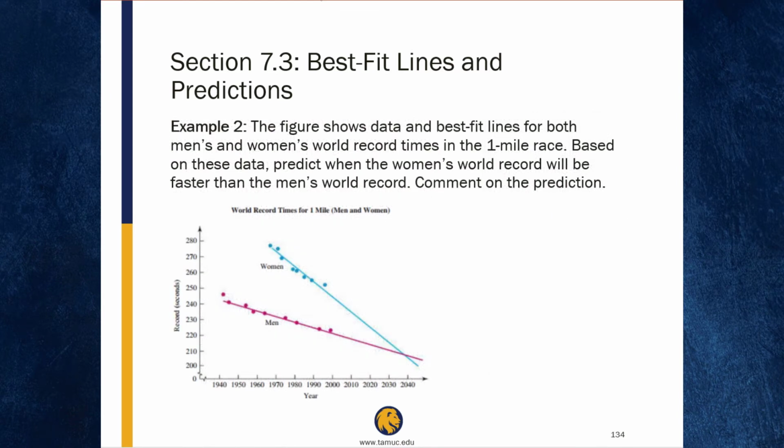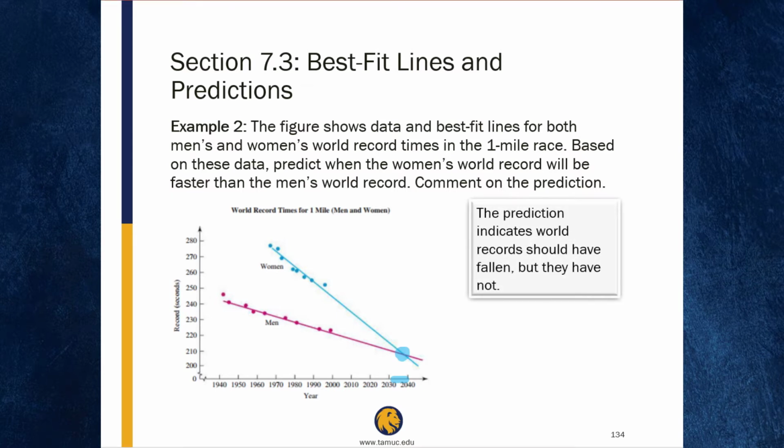Here's another example of using best fit lines to make predictions that don't quite work out. It says the figure shows the data and best fit lines for both men's and women's world record times in the 1 mile race. Based on this data, predict when the women's record would be faster than the men's world record. Well, if we look along here, it looks like the lines will meet somewhere in the 2030s, 2040s, if we just follow the best fit line from the last world records until the lines meet. So, somewhere in the late 2030s, let's say. But would that be a good thing to try to predict this way?